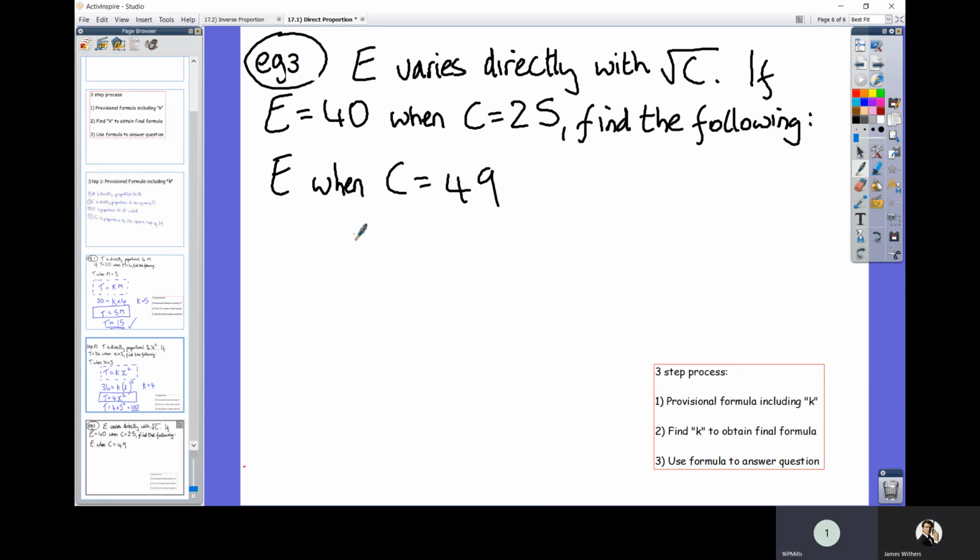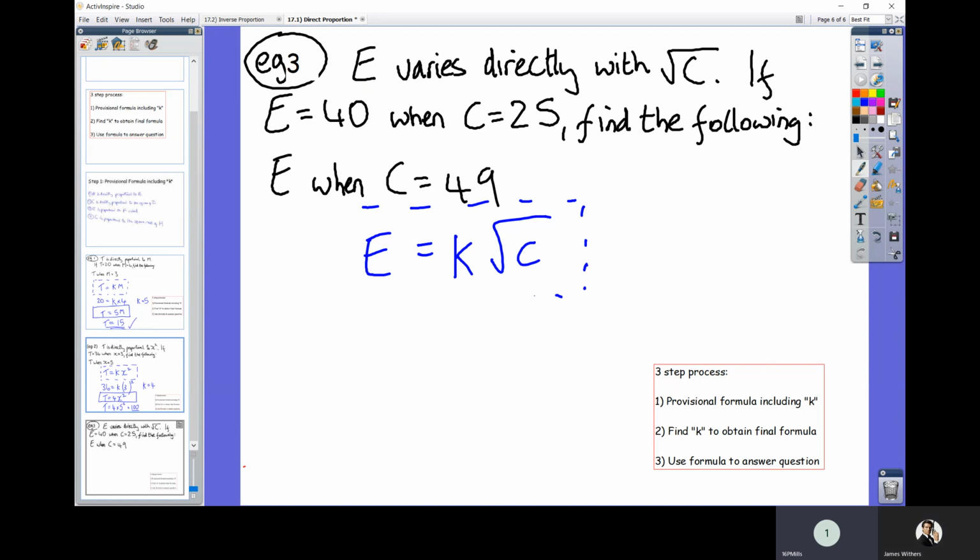E varies. Okay, so that's the same thing. So E equals square root of C. No. Remember what does the provisional formula? Yeah. Square root of C.